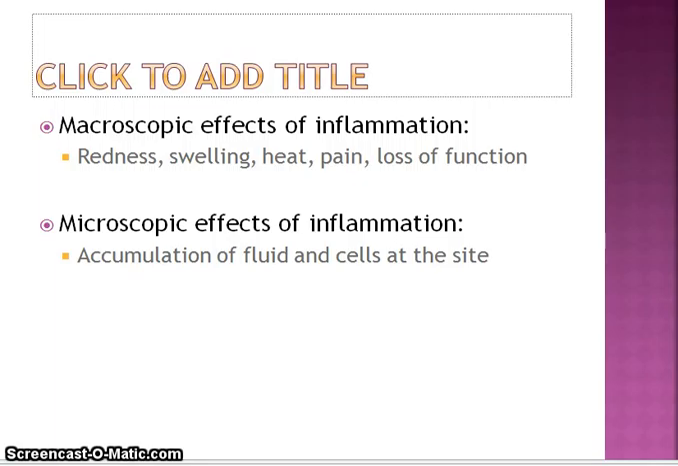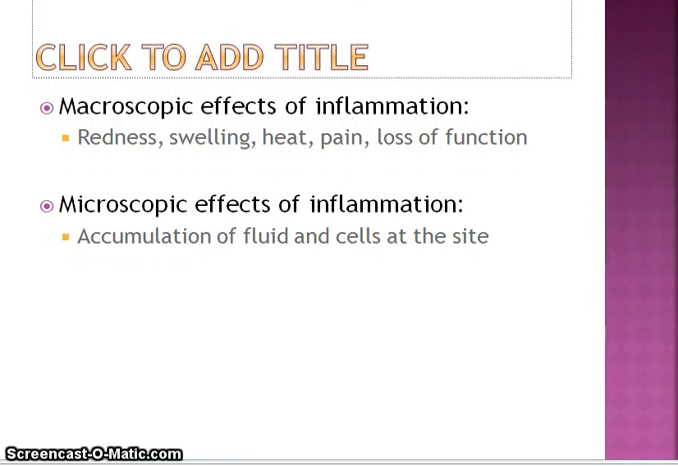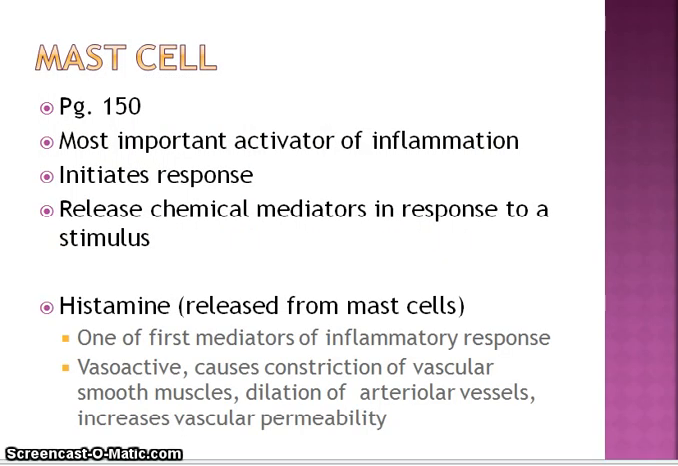We can see macroscopic effects of it, right, meaning large, things that are easy to see. Redness, swelling, heat, pain, and loss of function are hallmark signs. Microscopic is how it's going to impact small, tiny vessels and cells in our body. It's usually because of an inflammation at the site of a cell, and that changes its ability to function. Mast cells are the cells within our immune system that are our most important activator of inflammation. They respond to the initial problem or insult and then initiate the reaction that happens.